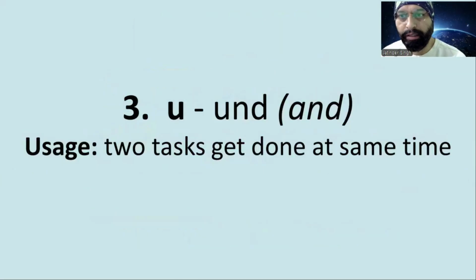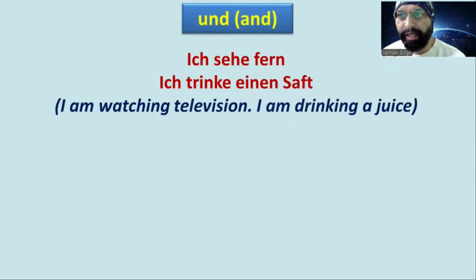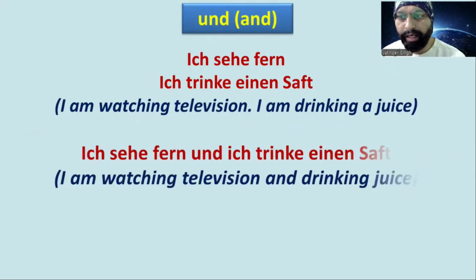Now we go further and see the third one, und. Und means and. Usage: two tasks get done at the same time. When you are doing two activities at the same time, then you have to use this conjunction und. How? We understand with an example. Ich sehe fern. Ich trinke einen Saft. I am watching television. I am drinking a juice. Now I connect these two sentences with und: Ich sehe fern und ich trinke einen Saft. I am watching television and drinking juice. I am talking about myself, so I do not need to write the subject again. But if the subjects are different, then you have to mention it after the conjunction und.